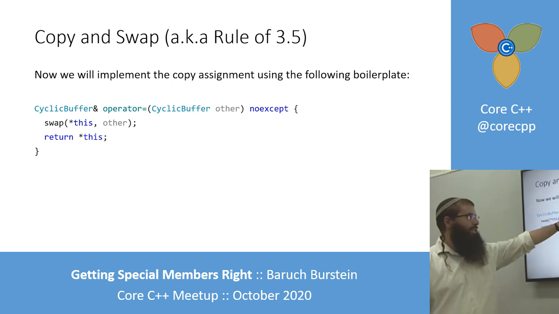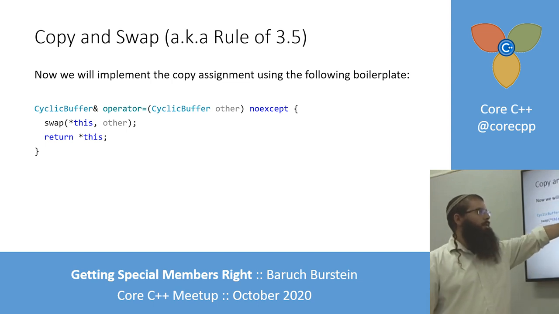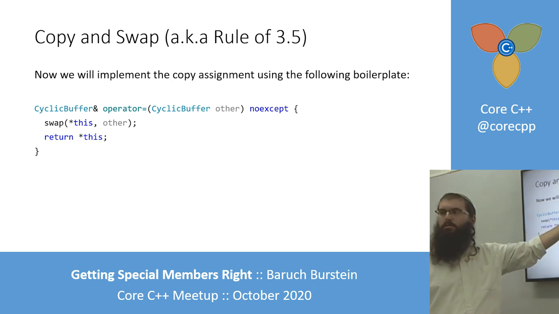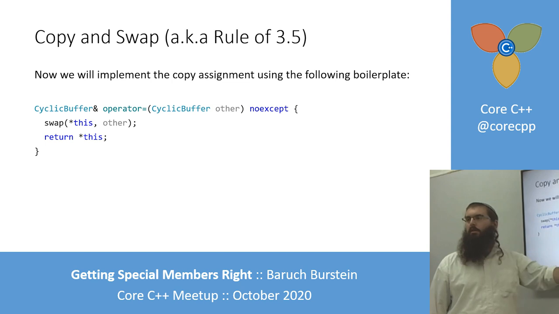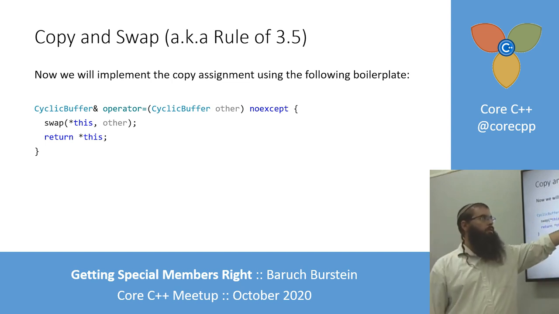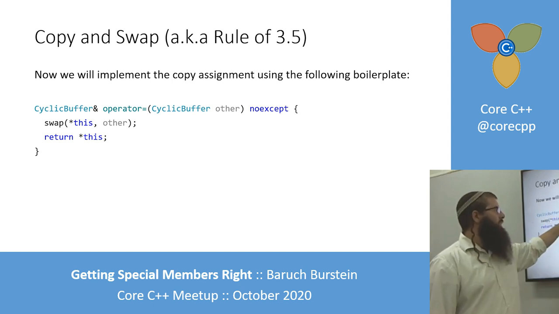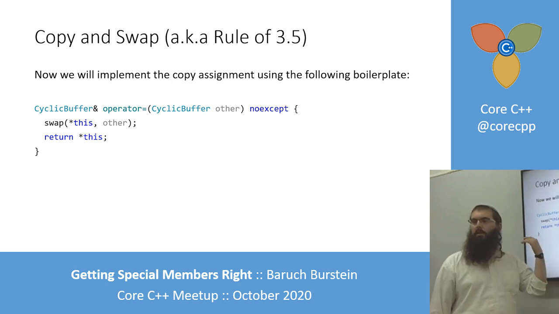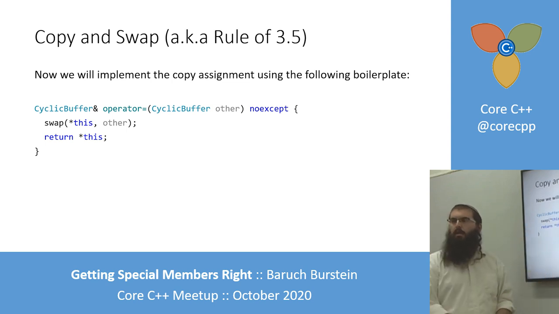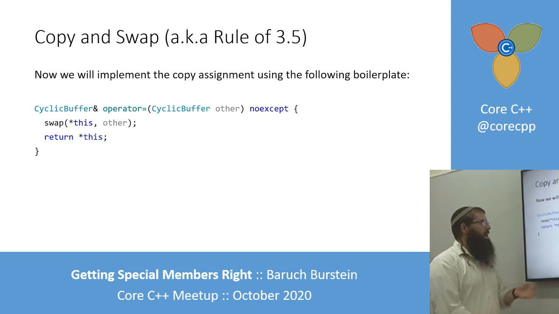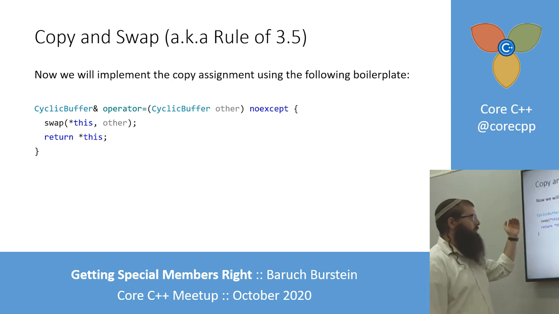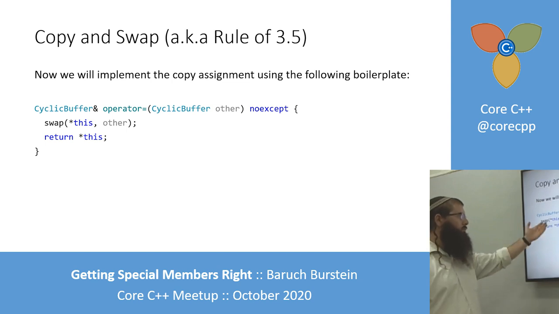So let's just explain how this works. Cyclic buffer other will use the copy constructor to construct this other. By the time we enter the function, everything was already copied, allocated, whatever is needed. So now all we have to do is swap, which is noexcept, and return this.